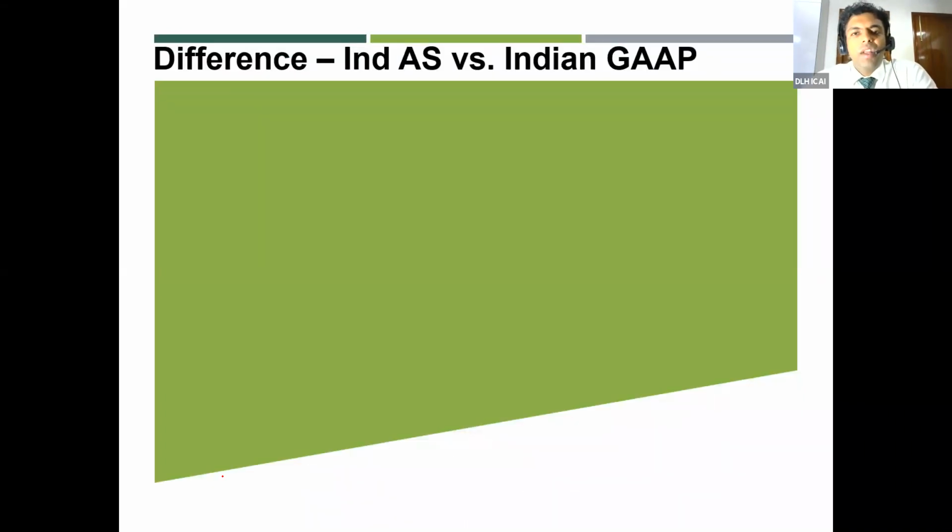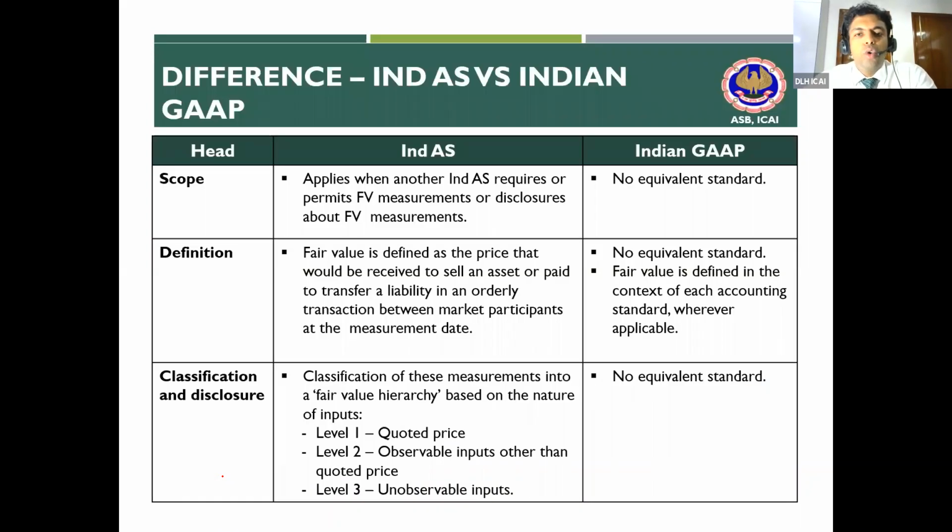Now next is the difference between the Ind AS versus Indian GAAP. Okay, scope. Ind AS 113 provides certain scope, what all assets and liabilities are included under Ind AS 113. But in respect of Indian GAAP, there is no scope because there is no specific standard under Indian GAAP on account of fair valuation. Under Indian GAAP, we have the guidance of fair valuation, but under the respective standards, which we discussed initially when we started this discussion.